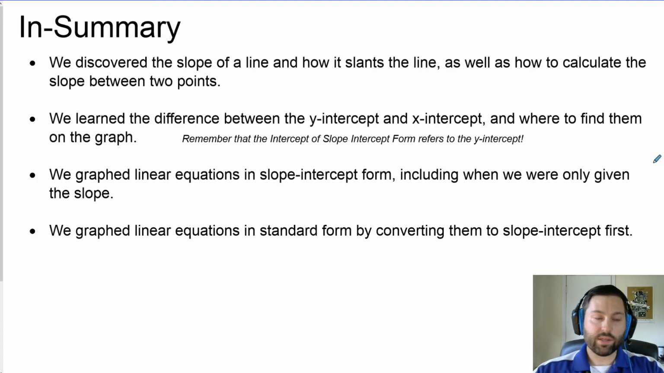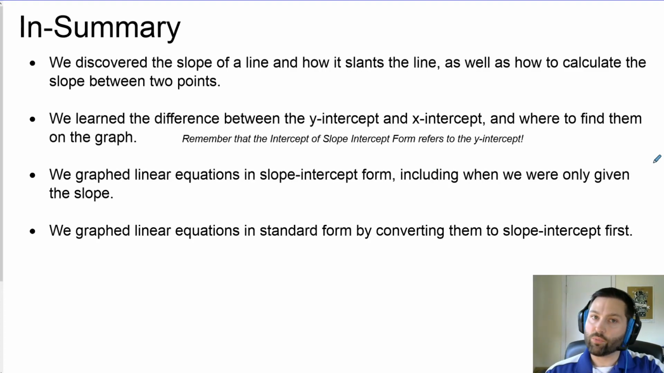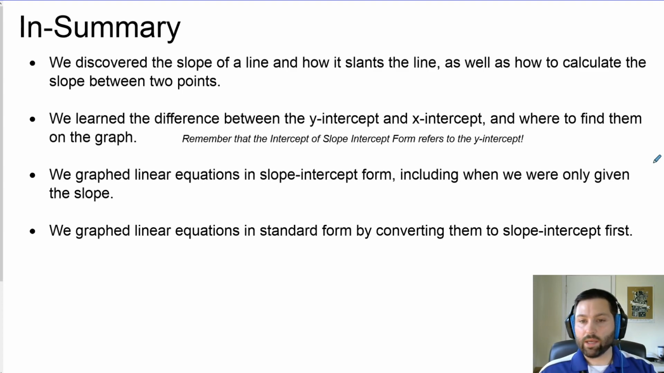So that's it, guys. Today we discovered the slope of a line and how it slants the line, as well as how to calculate the slope between 2 points. We learned the difference between the Y-intercept and the X-intercept and where to find them on the graph. Remember that the intercept of slope-intercept form always refers to the Y-intercept. We graphed linear equations in slope-intercept form, including when we were only given the slope, and we graph linear equations in standard form by converting them to slope-intercept first.